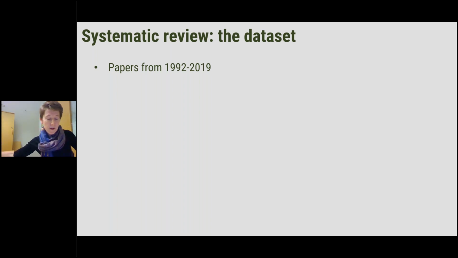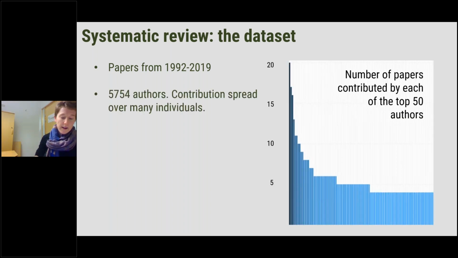So our search returned results from 1992 to 2019. You can see that authorship is spread over many individuals. There were a total of over 5,700 authors in our set of papers, and this figure shows the number of papers contributed by the top 50 of them, so less than 1% of the total authors in our set. You can see that it quickly drops off to fewer than 5 papers per author after the top 20 people.